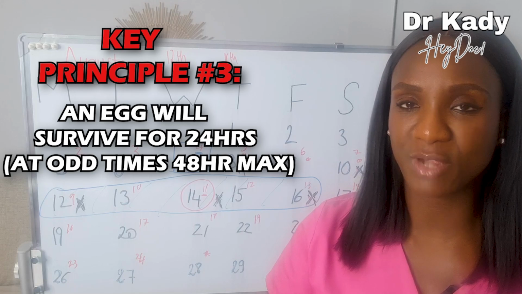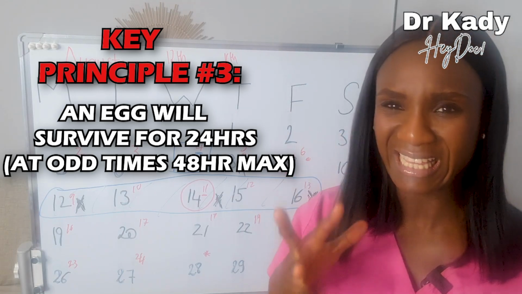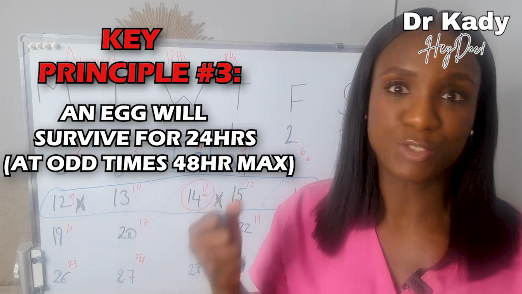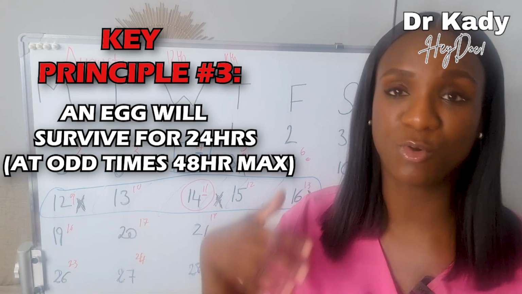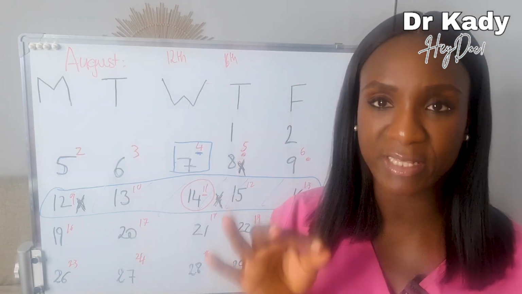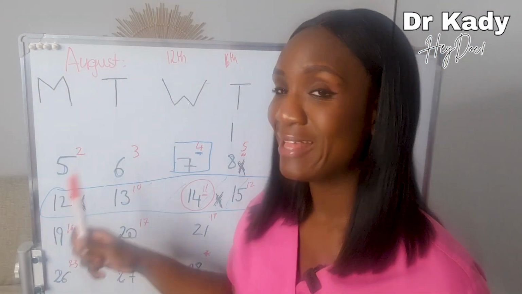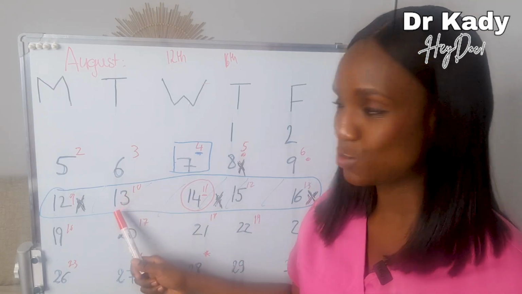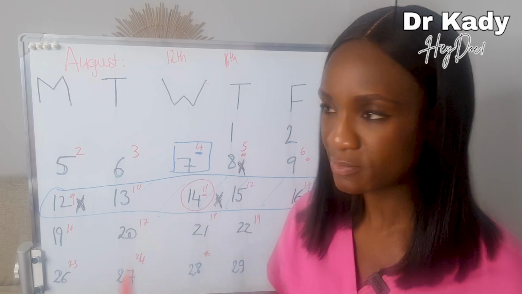Final principle that I wanted to talk about is the fact that an egg will last in a woman's reproductive tract for 24 hours. If you're lucky, at the extreme end of things, if you have a super robust egg, you might have that egg last for 48 hours max. But usually an egg will last for 24 hours. So let's say our lady ovulated on the 12th. That egg will last for 24 hours. And by the end of those 24 hours on the 13th, that egg will die off.